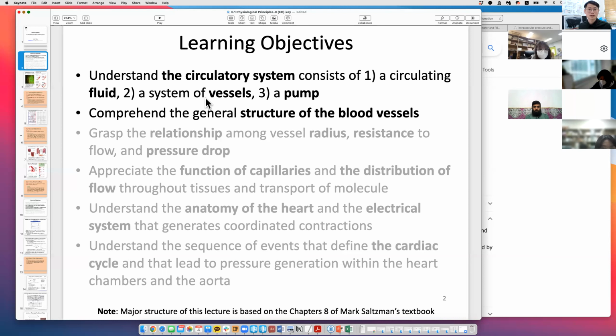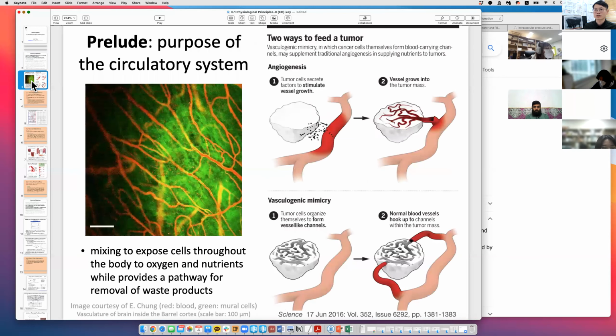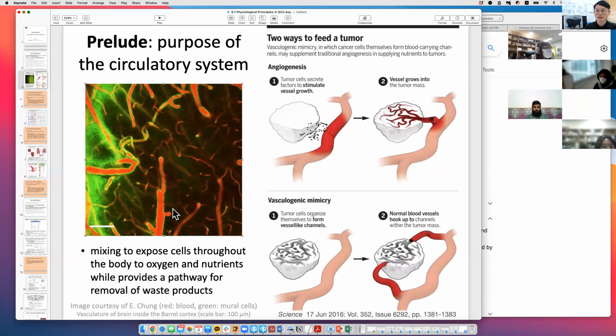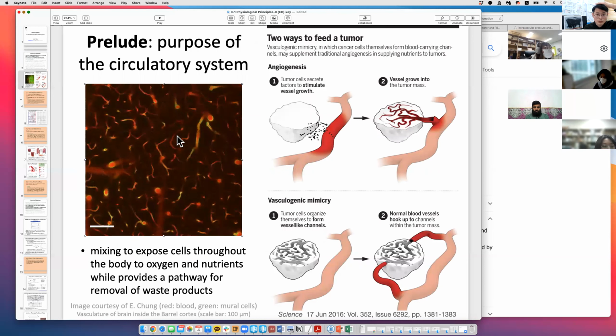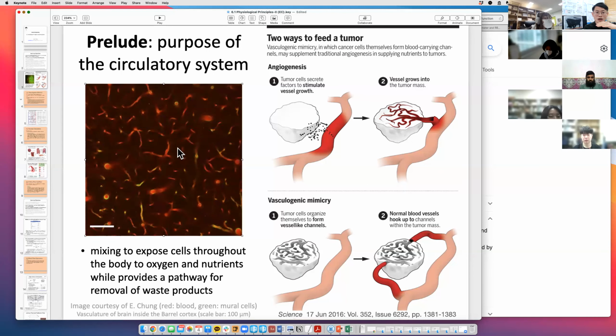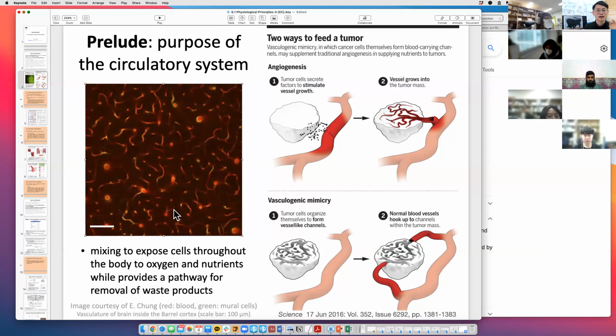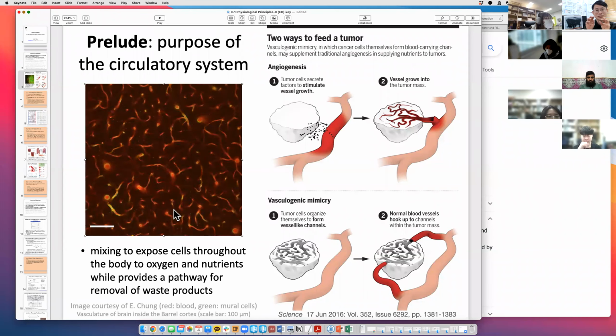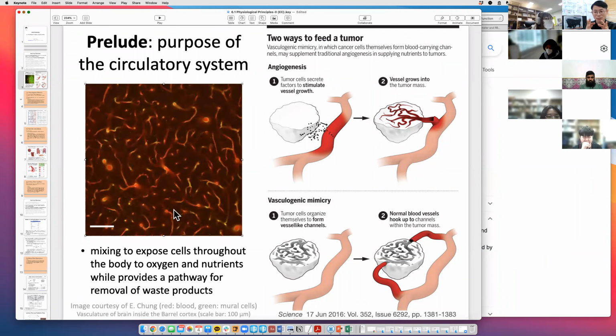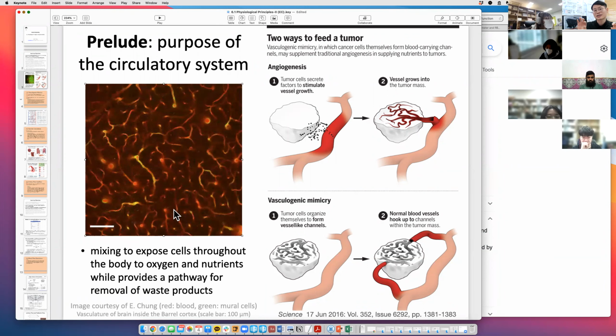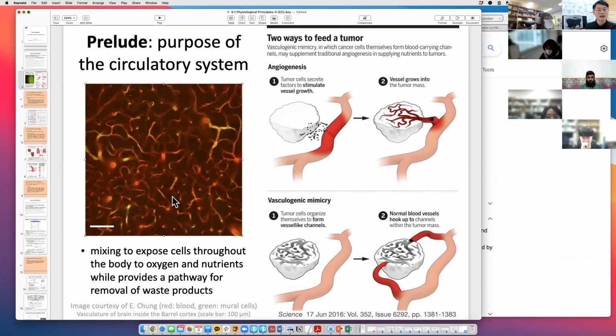And a system of blood vessels and a pump, and the general structure of blood vessels. This one I already showed you in the video, just for you to appreciate. This is the video I collected, my own data, and you can see a beautiful blood vessel from the top of the mouse cerebral cortex going down. What's striking here is the beautiful distances between these capillaries. This shows the importance of diffusion from the capillaries, exchanging oxygen and nutrients between all the cells inside the brain tissue.